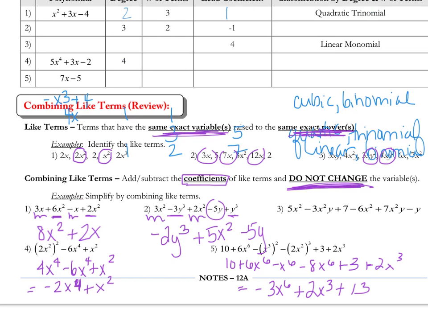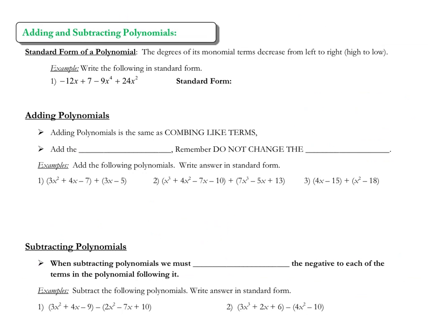Okay. Alright, let's go ahead and take a look at the next one. Adding and subtracting polynomials. Before we do that, let's talk about what the standard form of a polynomial is. It's the degrees of its monomial terms decreased from left to right. So you write the highest exponent first and then down to the lowest exponent.